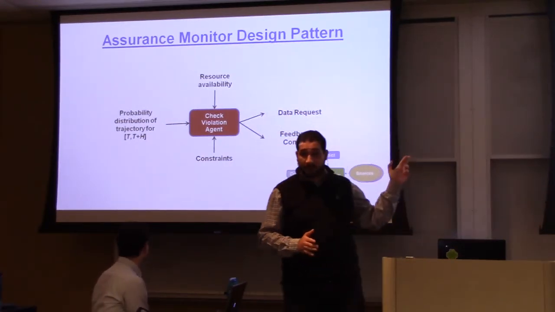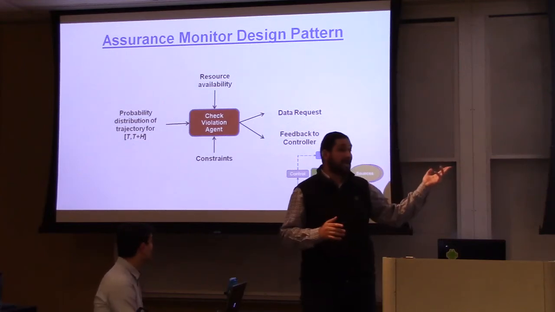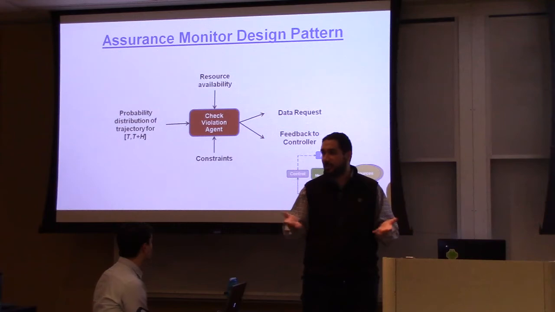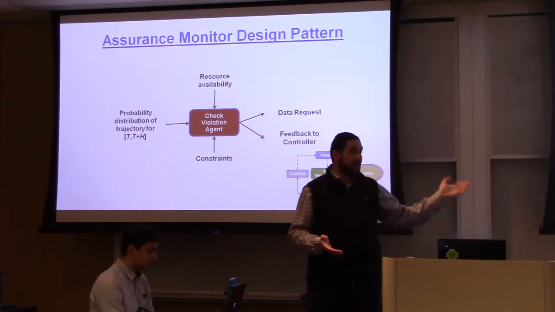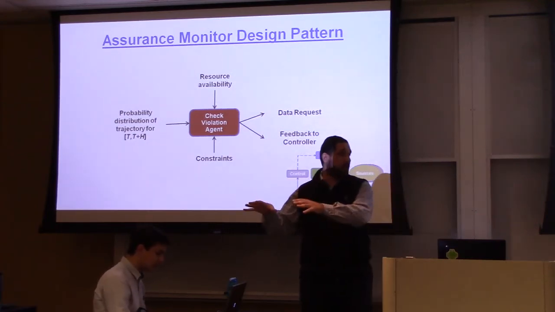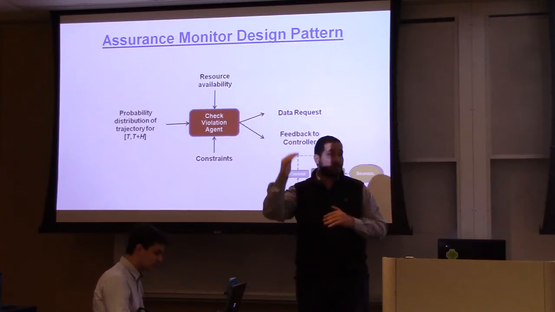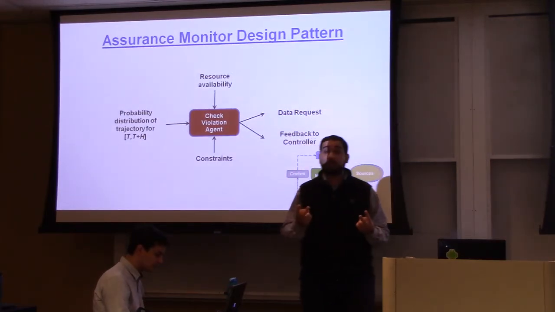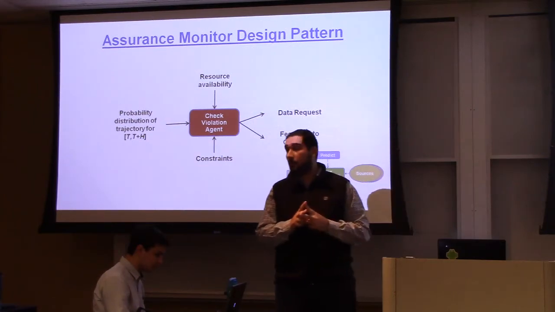So it's taking the probability distribution again. It has the resource availability. Think of it as, as I said, the energy of the drone, for example. And it takes the constraints, like avoiding the no-fly zone, or not flying over a certain height, for example. And it outputs two kinds of things.